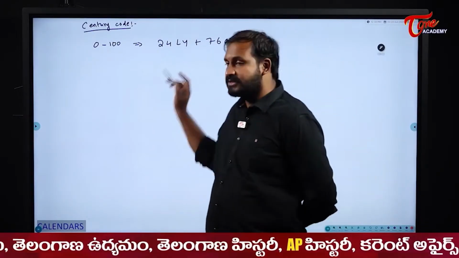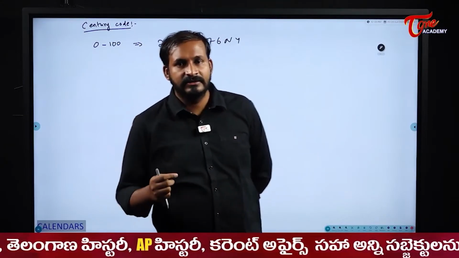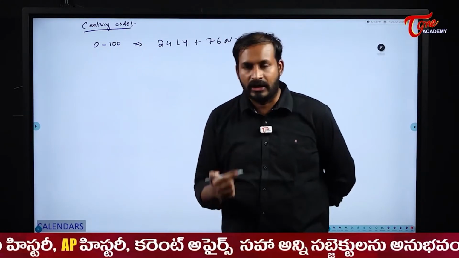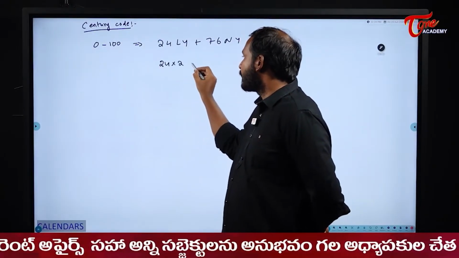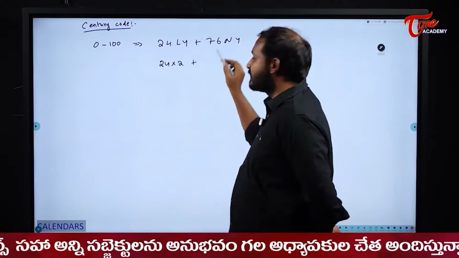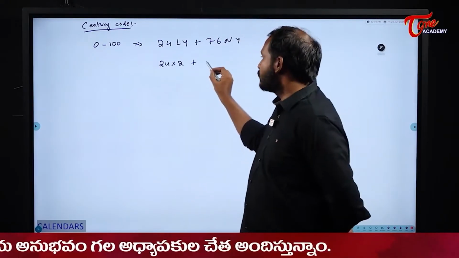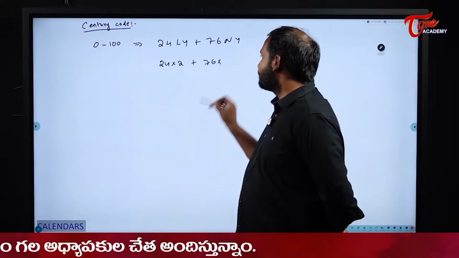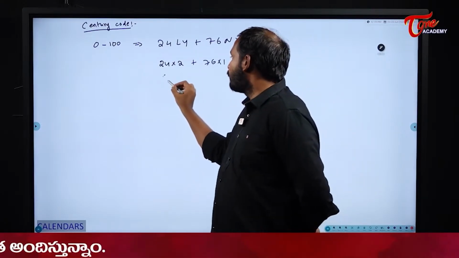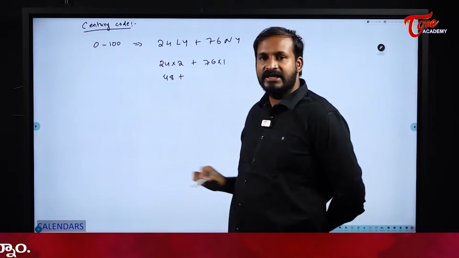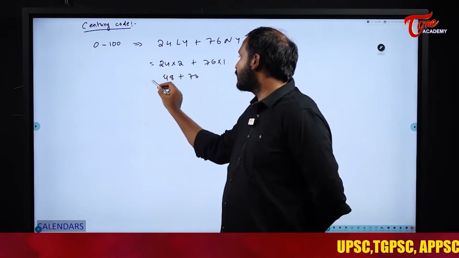In 24 leap years, for one leap year, how many odd days do we have? 2 odd days. Already we calculated, right? 366 days means 2 odd days. So I will write this as 24 into 2, plus, for 76 normal years, for one normal year, how many odd days will I have? Only 1. So 76 into 1. Now what happens to this? 48 plus 76. That means overall how many did I get here, students?